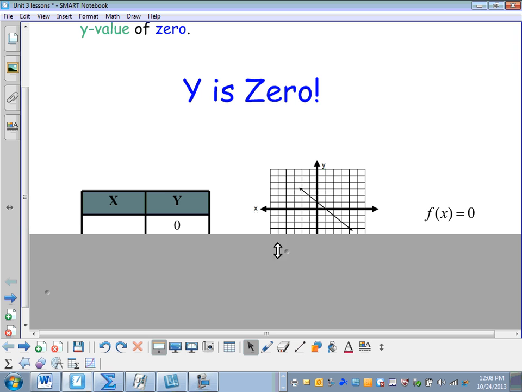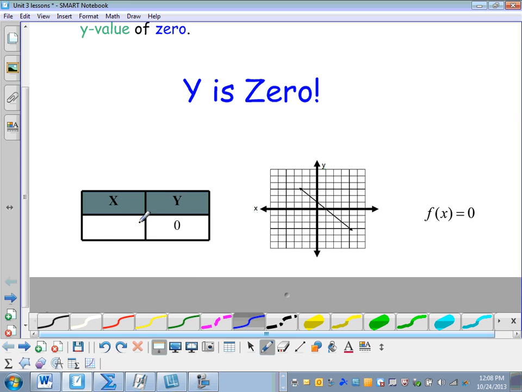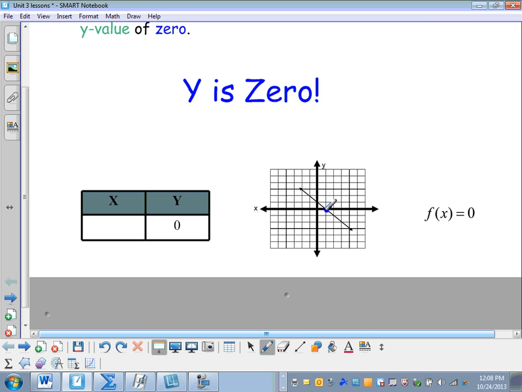Here's a few representations of y is 0. We can have a table here. And if we have a table and want to know the zero of a function, we're looking for when y is 0. We can have a graph. If we have a graph, we're looking where y is 0, or the x-intercept right here. So 1 would be the 0 of that function. And if we wrote it in function notation, f of x is 0. What value of x makes the function equal to 0?